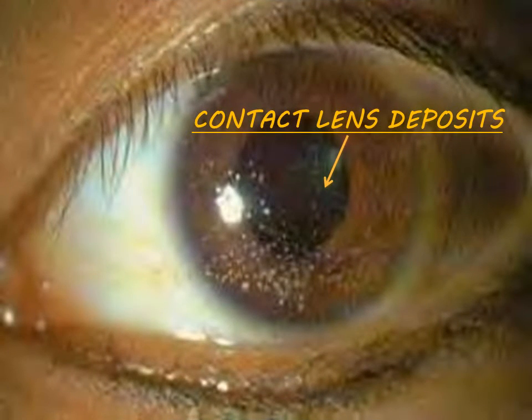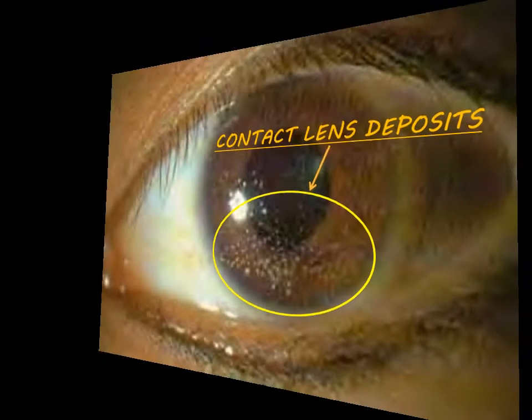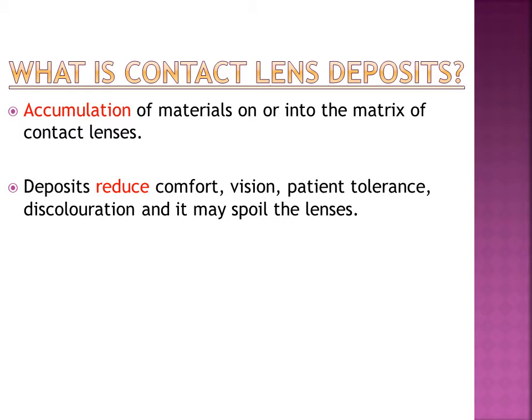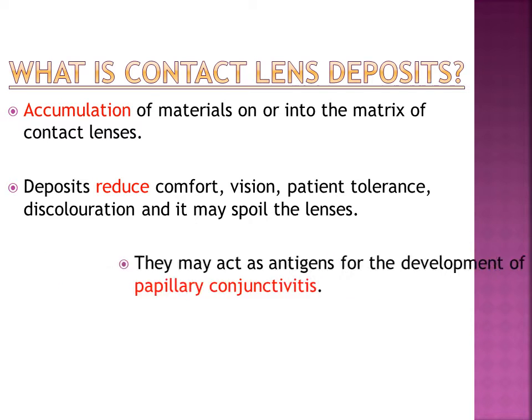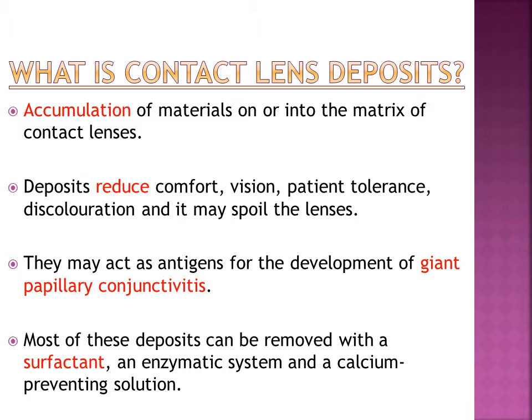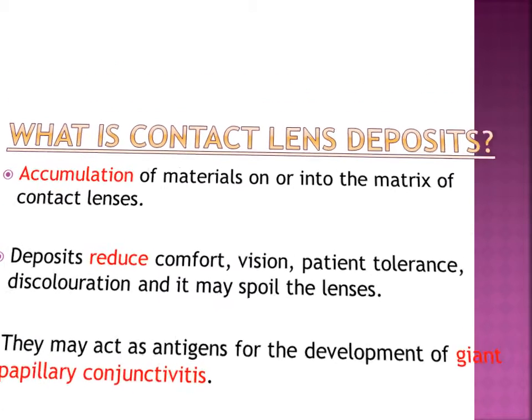Contact lens deposits. What are contact lens deposits? They are the accumulation of materials on or into the matrix of contact lenses. Deposits reduce comfort, vision, and patient tolerance, cause discoloration, and may spoil the lenses. They may act as antigens for the development of giant papillary conjunctivitis. Most of these deposits can be removed with a surfactant, an enzymatic system, and a calcium-preventing solution.